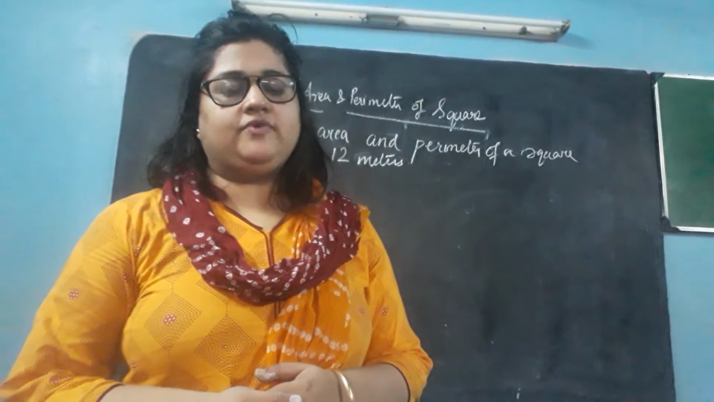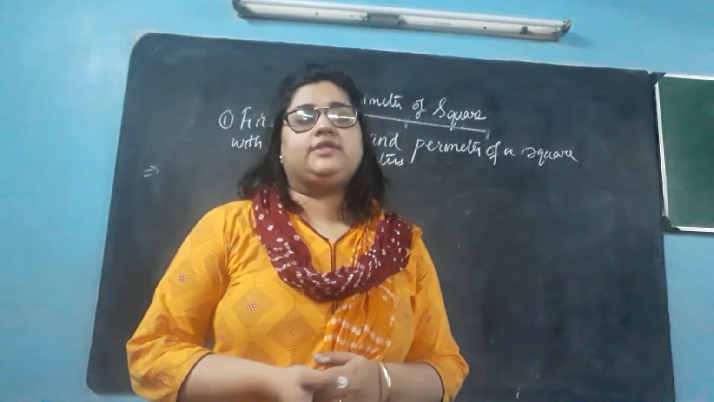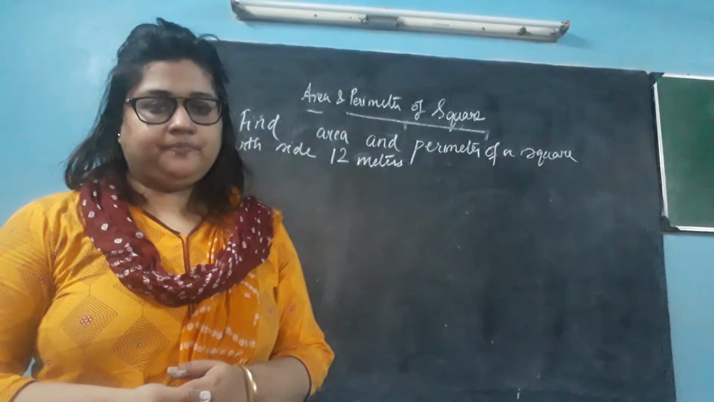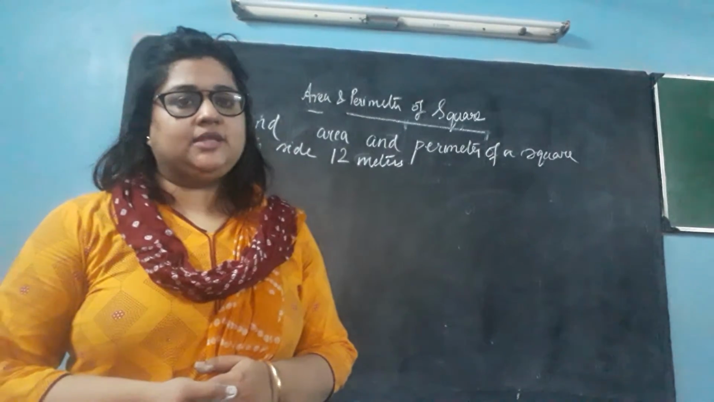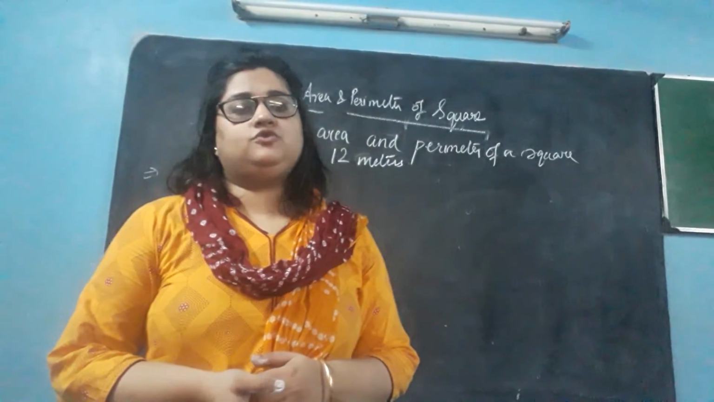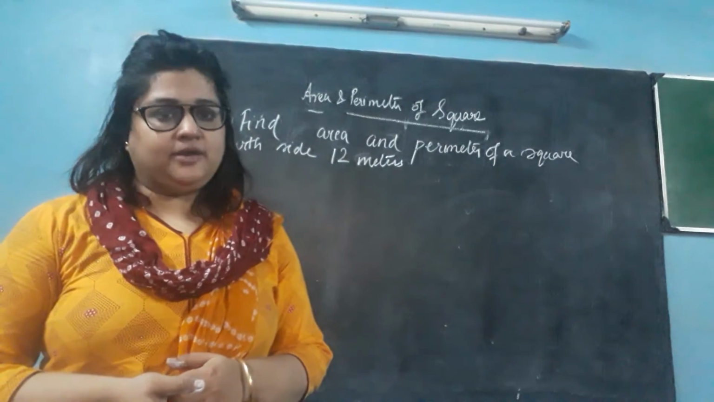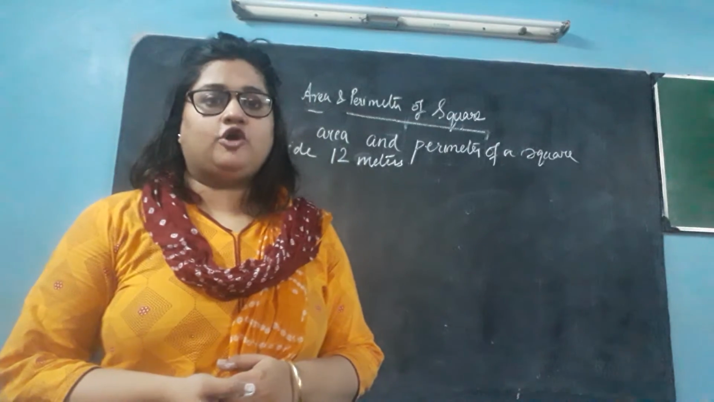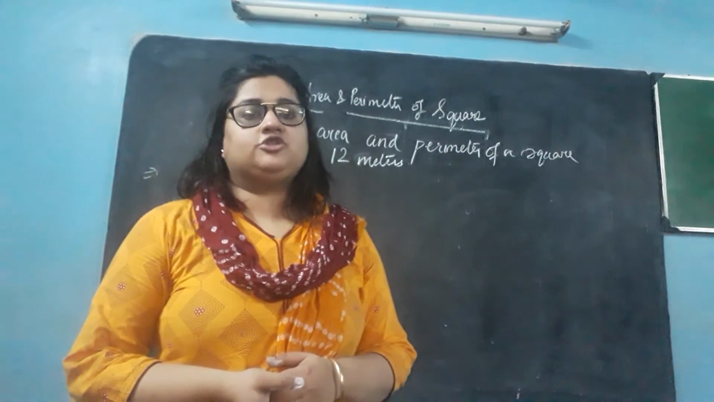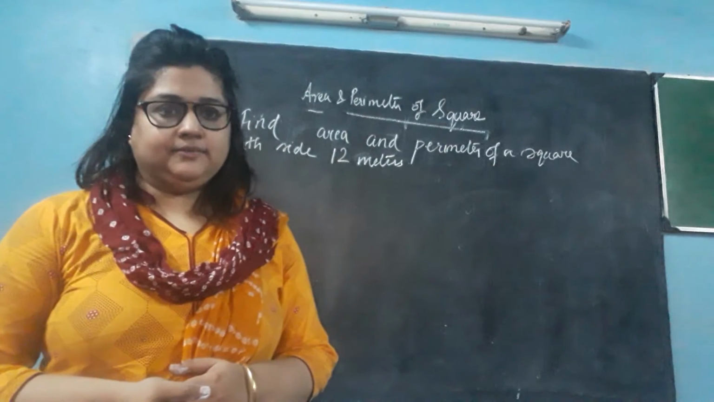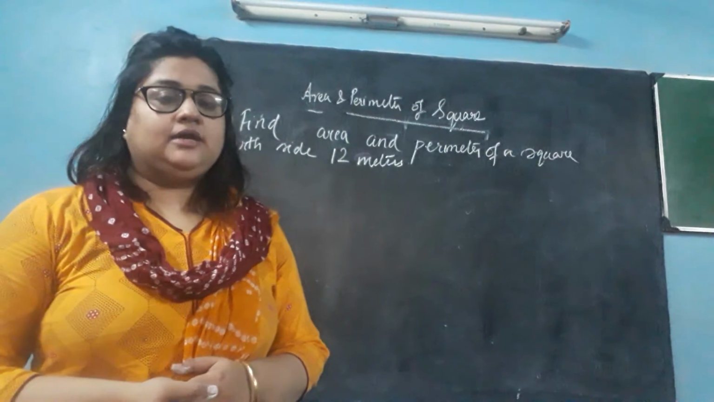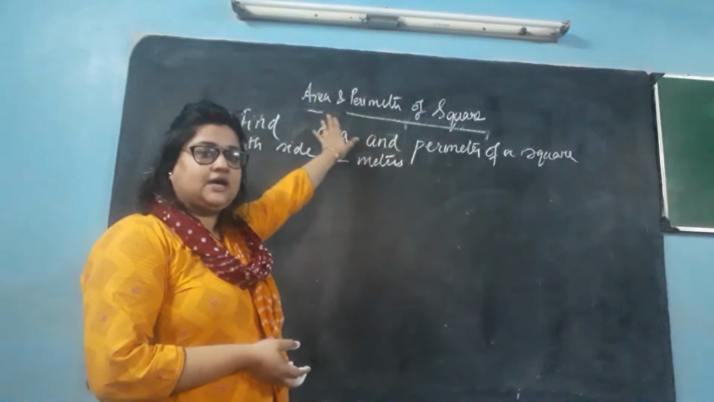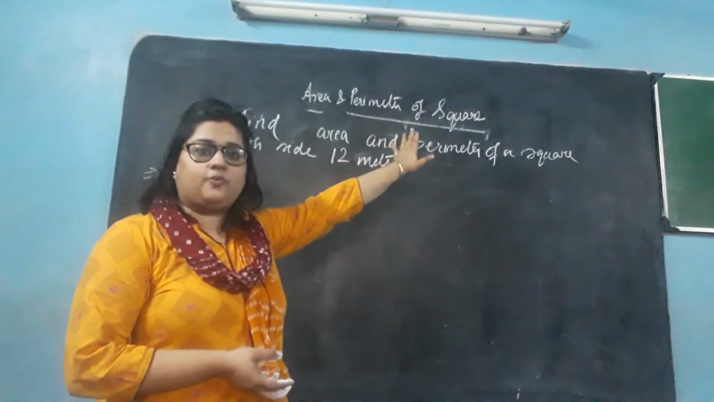Students of class 5, in this video we will start with solving sums on area and perimeter of a square. I have already explained in the previous video what area and perimeter are, and the formulas for square and rectangle, these two geometrical figures. Here, in this video, we will only be doing sums on area and perimeter of a square.